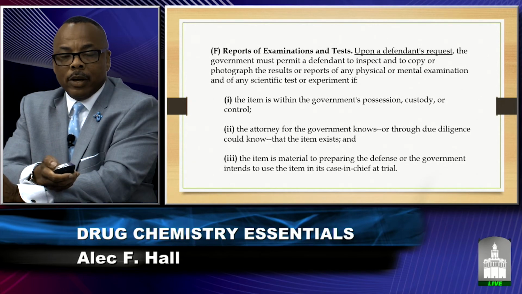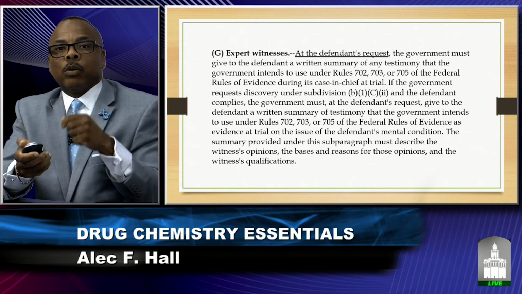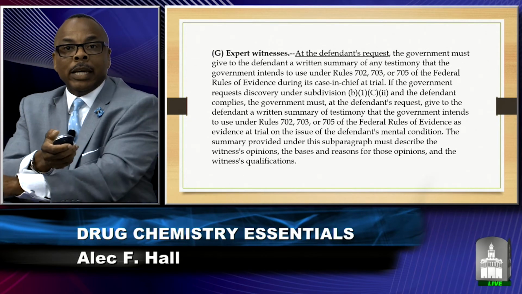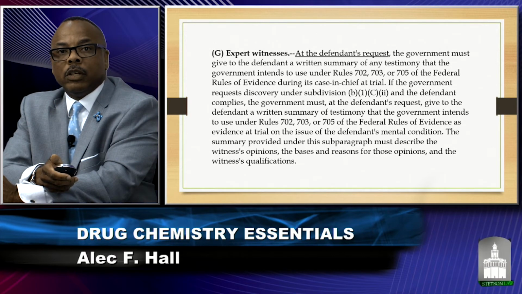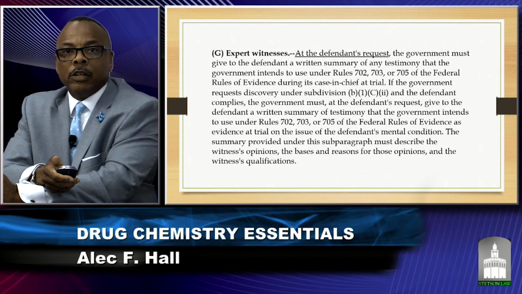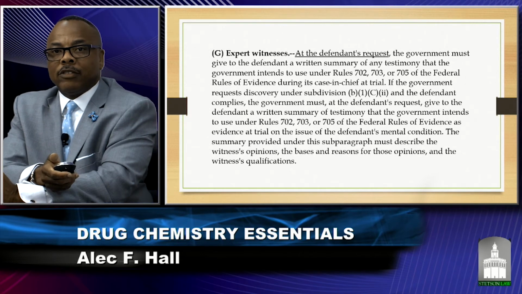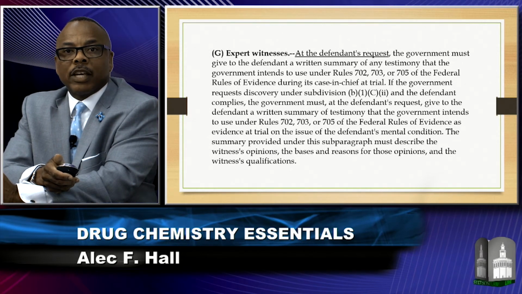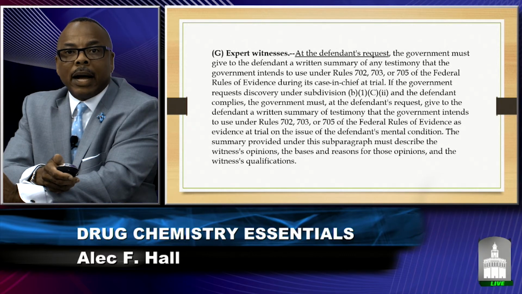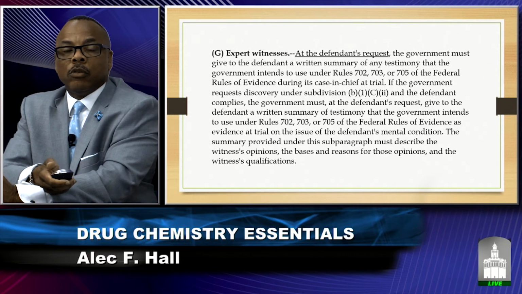So E, F, and then we also go to G, expert witness. Again, at the defendant's request, the government must give, not discretionary, must give to the defendant a written summary of any testimony the government intends to use under your expert rules. You get into your Daubert test and challenges, 702, 703. I would even add 704, but the rule says 705, of the federal rules of evidence during its case in chief. At when? Trial. Okay, so these are the requests you're making of the government.